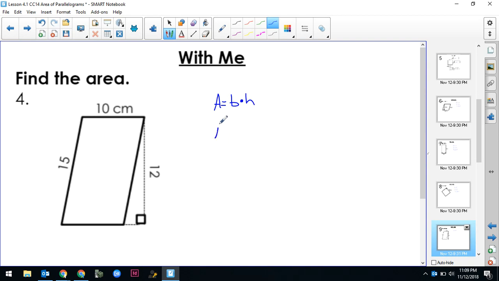And we're going to substitute in our base. Now here's where we've got to pay attention. There is no number at the bottom, but we know the bottom is equivalent to that number at the top. Those sides are congruent, so we're going to substitute in a 10. And the height, of course, we want to use where it meets at a right angle, so it's going to be 12. We solve it out. Area equals 120 centimeters squared.